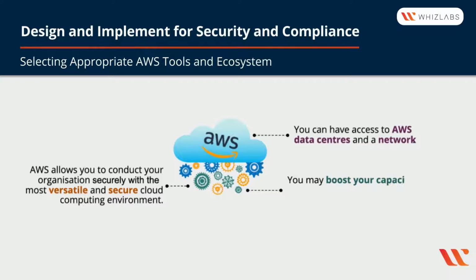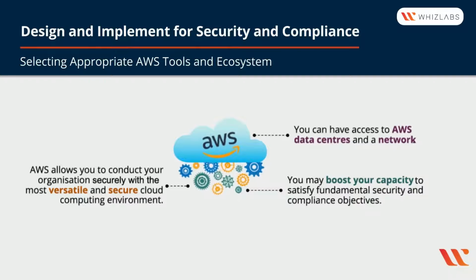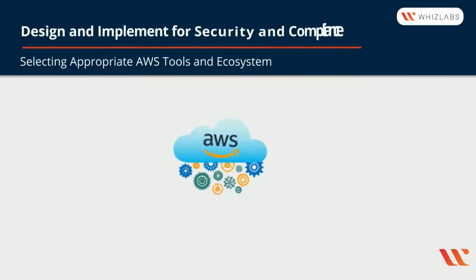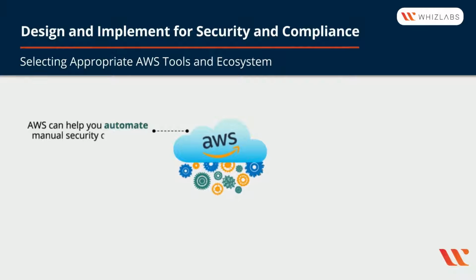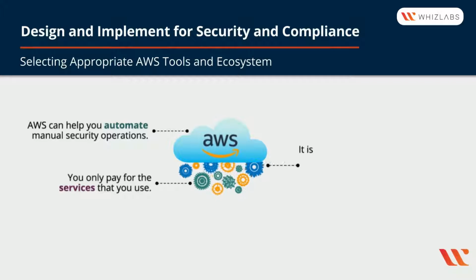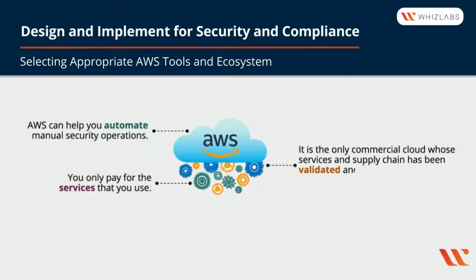You may boost your capacity to satisfy fundamental security and compliance objectives such as data placement, protection, and confidentiality by using AWS comprehensive services and features. AWS can help you automate manual security operations so you can concentrate on developing and expanding your business. Furthermore, you only pay for the services that you use. AWS is the only commercial cloud whose services and supply chain have been validated and accepted as safe enough for top secret workloads, benefiting all the customers.